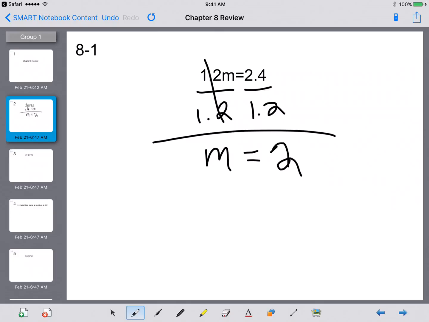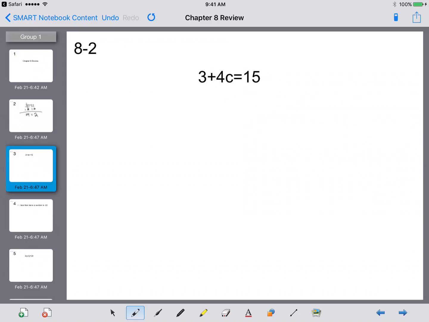And you can go ahead and pause this and attempt to do section 1 on the Google form. Okay, now we have 3 plus 4c equals 15. So now we have a constant. So we need to get rid of our constant first. Our constant is a positive 3, so we need to do the opposite. So we're going to subtract 3.